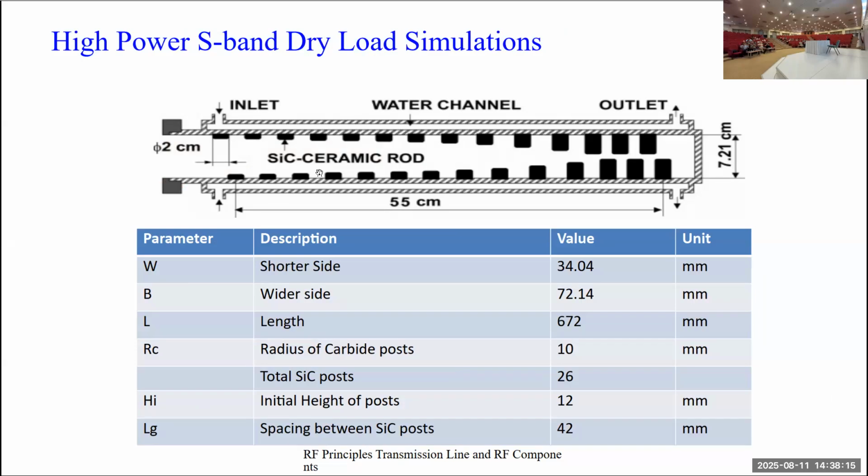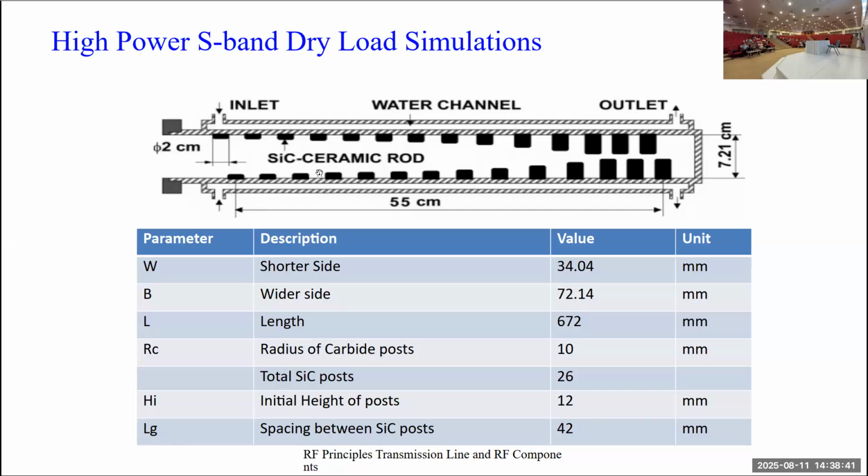Actually, water loads are of two types. Again, this is the most different case. We have water inside the waveguide. From one side, water is coming into the waveguide, and from the other side it is going out. If it is inside, check the permittivity. Yeah, but then you need an RF window to isolate this water from the rest of the transmission assembly.